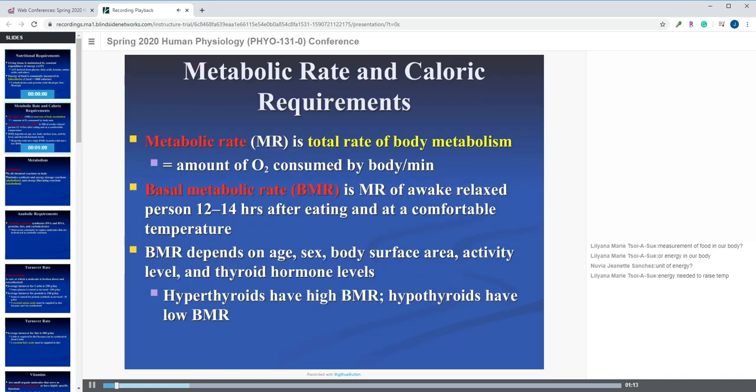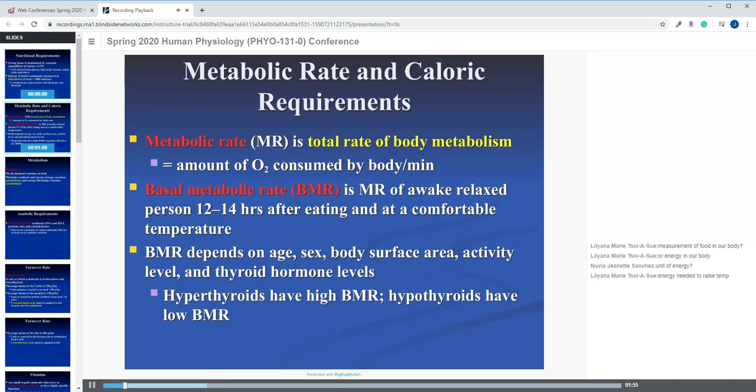So the metabolic rate, this is the total rate of body metabolism, which is the amount or rate of oxygen that is consumed by the body in 1 minute. So there's another rate which is known as the basal metabolic rate. So this basal metabolic rate is the metabolic rate. So metabolic rate is the amount of oxygen consumption.